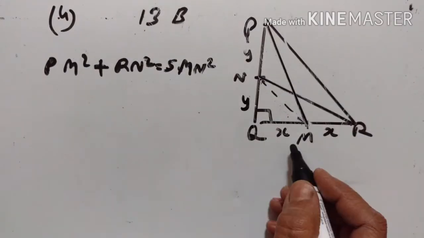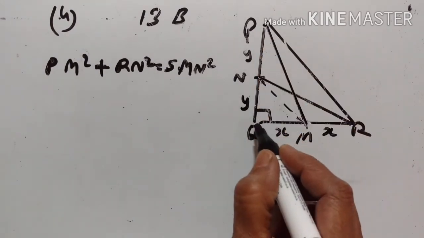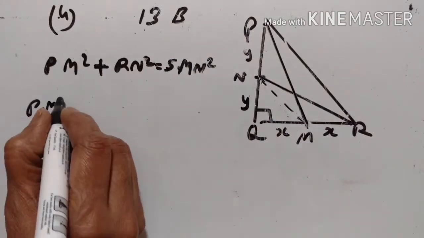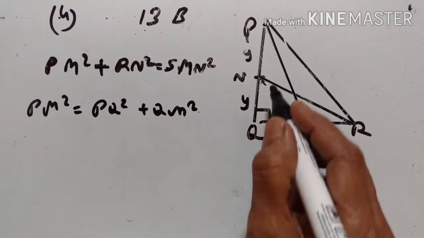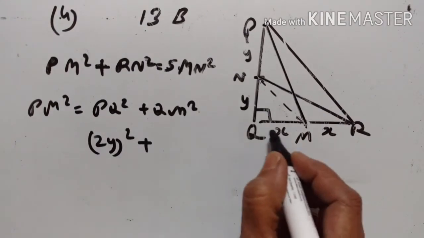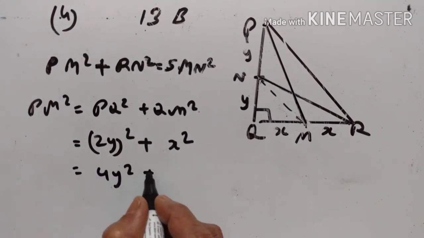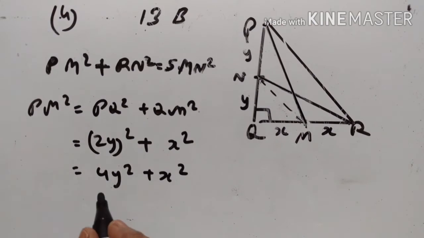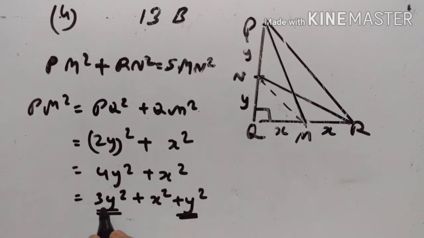Now what is PM square? In triangle PQM, PM is the hypotenuse. PM squared is equal to PQ square plus QM square. So PQ is equal to what? Y plus Y, 2Y. So 2Y square plus QM, which is X square, is equal to 4y square plus x square. Let us split this: 3y square plus x square plus y square. 3y square plus y square is equal to 4y square. I have split it into 3y squared and y squared.